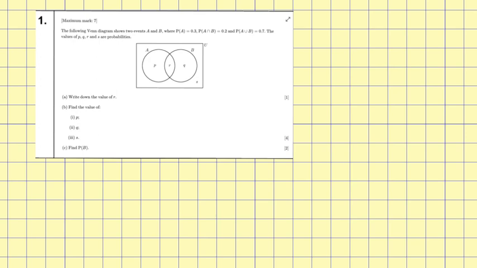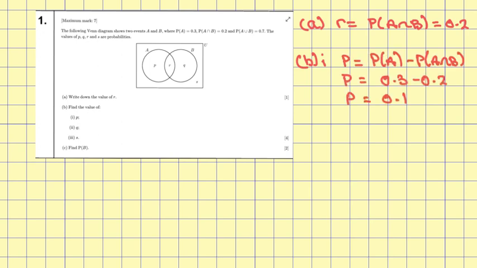Well, R is equal to the intersection, which is the probability of A intersection B, which is equal to 0.2. B part 1. Find the probability of P. P is equal to the probability of A minus the probability of A intersection B. So P equals 0.3 minus 0.2, so P equals 0.1.